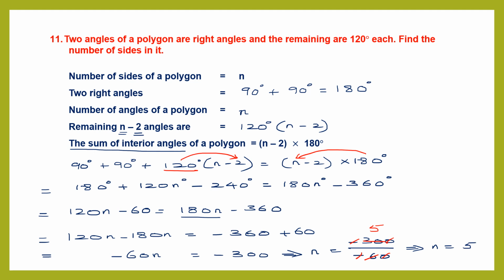And what is n? N is the number of sides in a polygon. This is the first sentence here that we've written. The first statement, number of sides of a polygon is n, and we have found that out to be 5. So you can write your answer as number of sides in a polygon is 5.